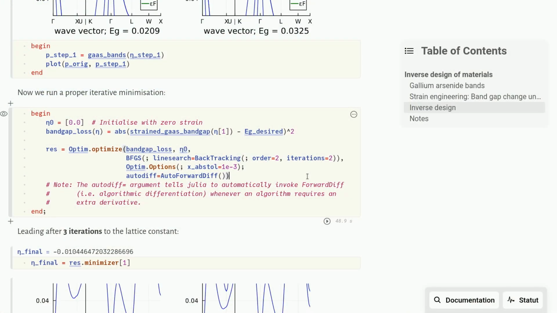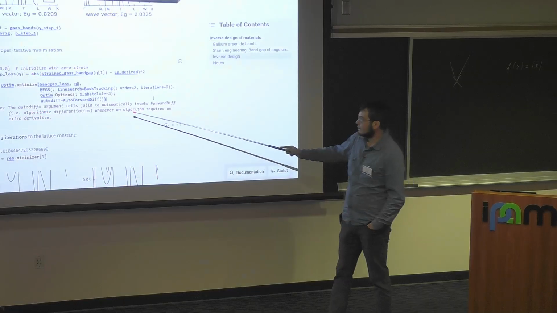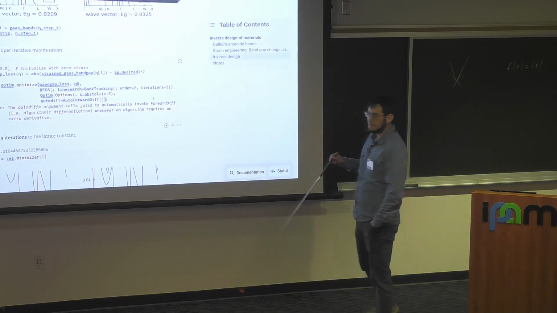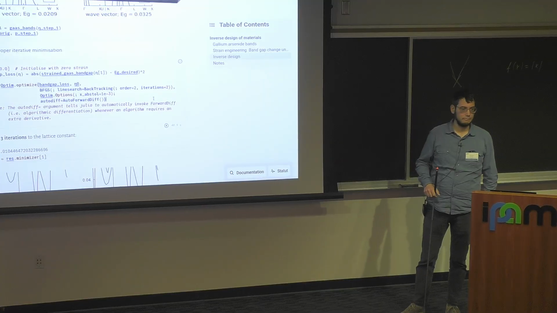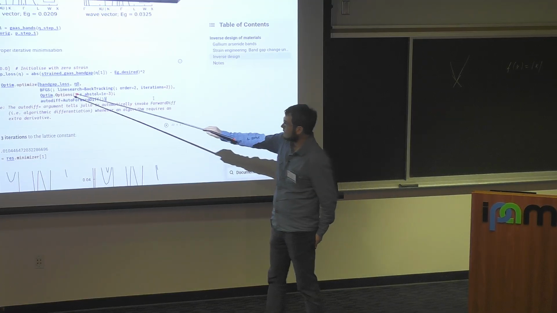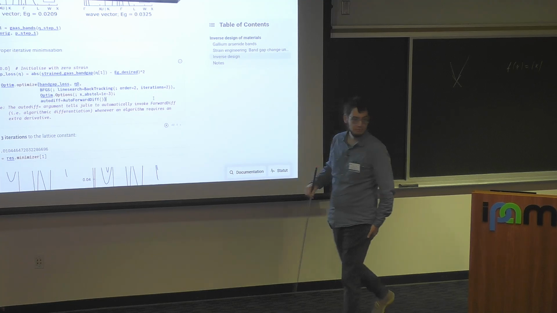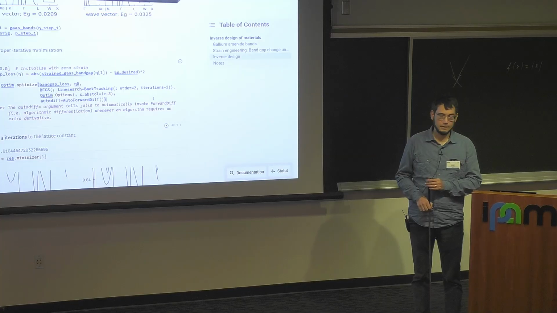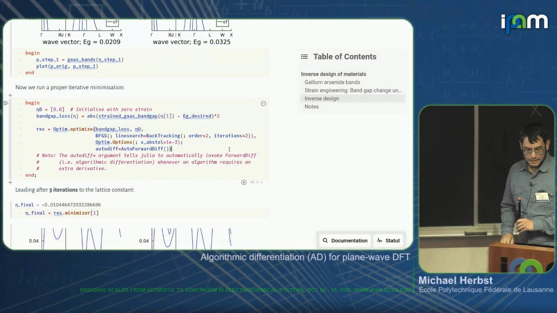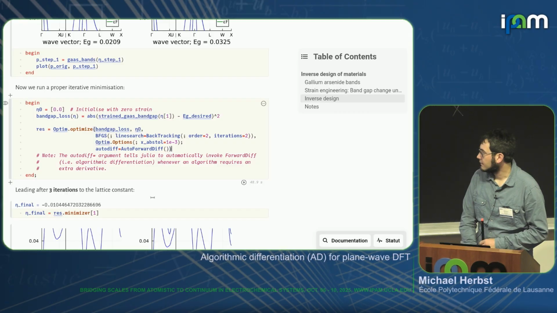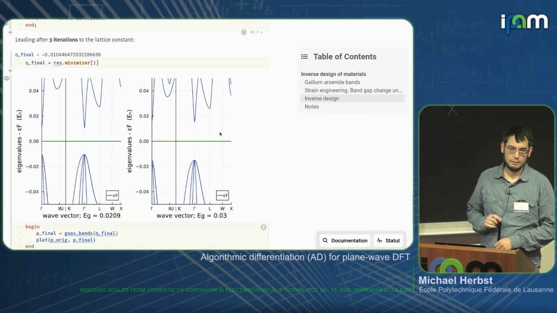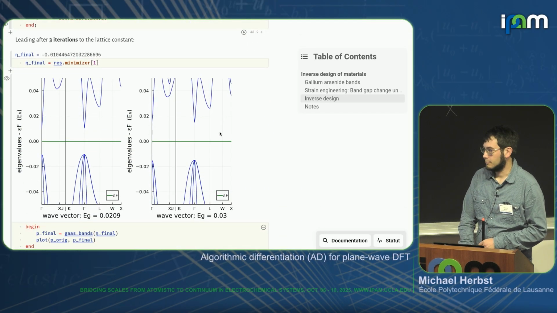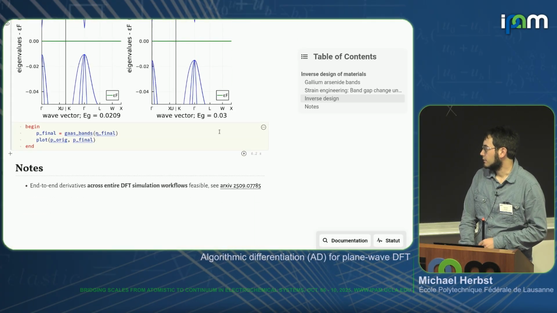And then I call an optimization routine. I deliberately use a quasi-Newton method, so something that needs a derivative that I haven't coded up. And then I just tell Julia, please, if you need any derivatives, just use autodiff in the background. Right? So this will now notice that it needs a derivative for the quasi-Newton BFGS, will automatically invoke ForwardDiff and compute the derivative behind the scenes. And this works. This converges in like 3 iterations. And indeed, we have now optimized our band gap to be exactly the 0.03 that we wanted to achieve. Okay?